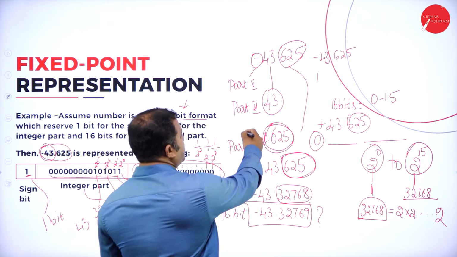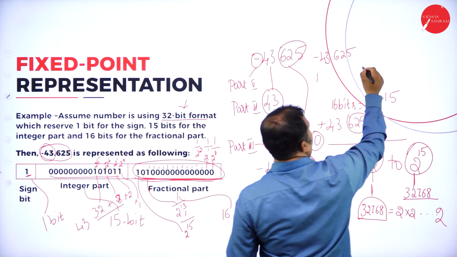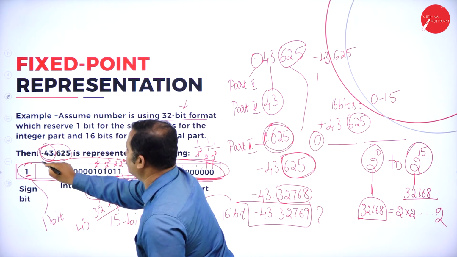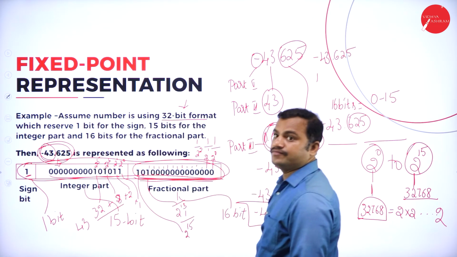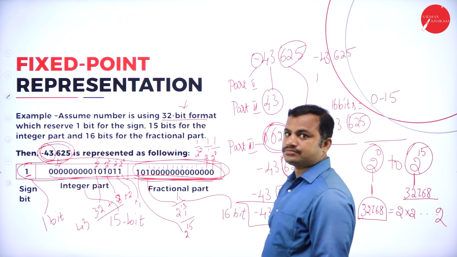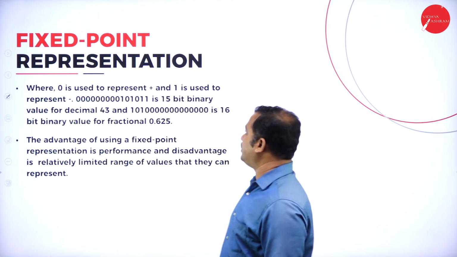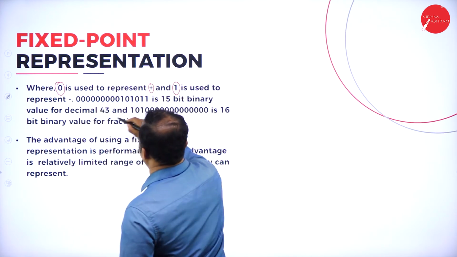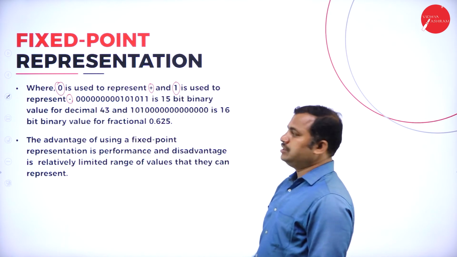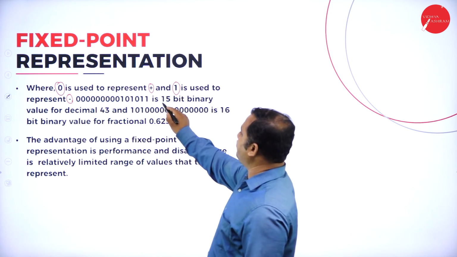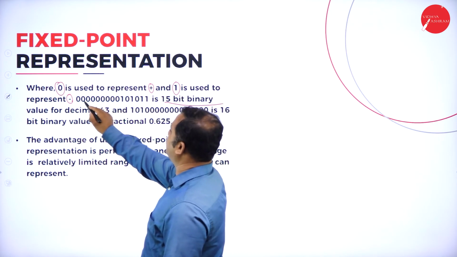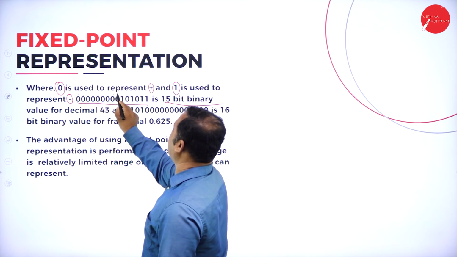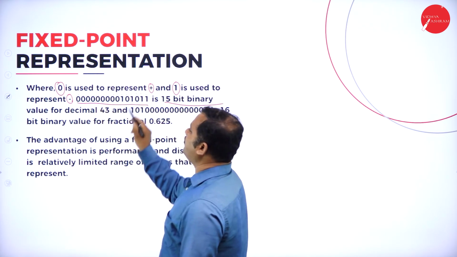If I add up all these parts, that is part 1, part 2, part 3, that becomes the value of the entire term which is representing the value minus 43.625. The same thing is explained here, so let me take you into the details of it. Here 0 is used to represent positive and 1 is used to represent negative numbers. As I have already told you, we have 15-bit binary numbers, varying from here to here. 15 bits, that is 1, 2, 3, 4, 5, 6, 7, 8, 9, 10, 11, 12, 13, 14, 15. We have 15 bits here.